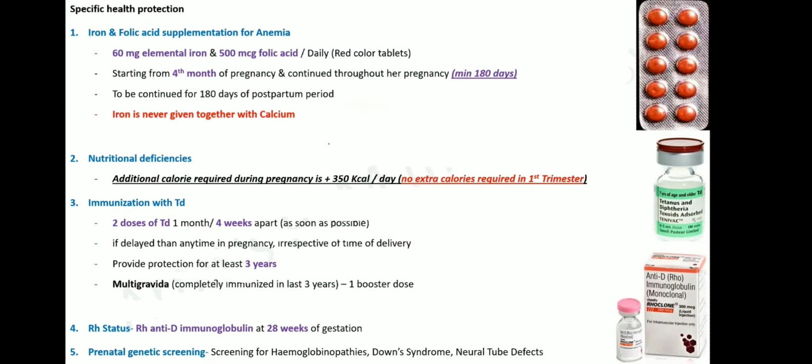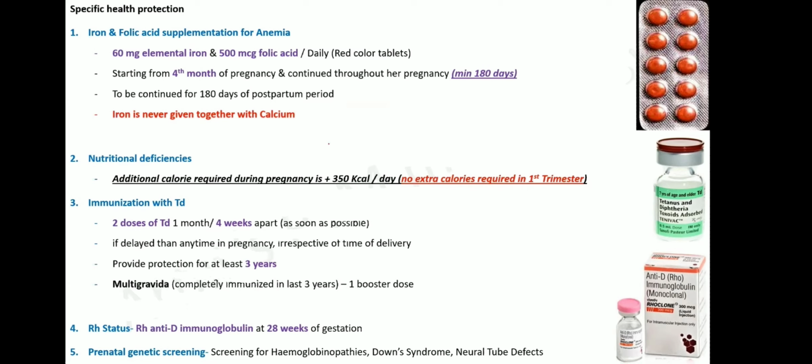Immunization with the TD. So we are speaking about the immunization. 2 doses of TD, 1 month or 4 weeks apart, have to be given as soon as possible. The tetanus and diphtheria vaccine will be given 1 month or 4 weeks apart. If it is delayed, at any time in the pregnancy, irrespective of the time of the pregnancy, the TD immunization has to be done. It provides protection for at least 3 years.